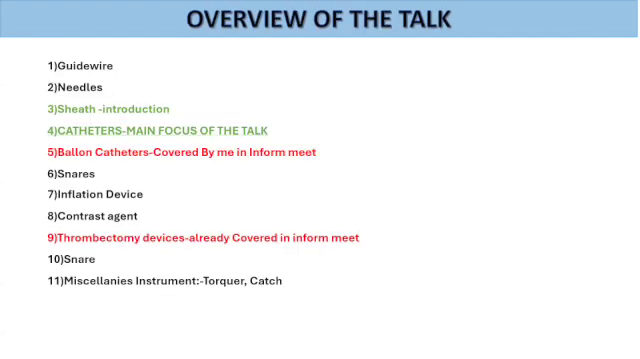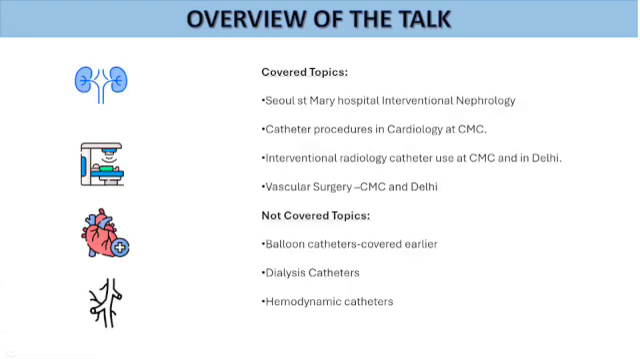Coming to the instruments, hardware includes guide wires, needles, sheaths, catheters, balloons, snares, inflation device, contrast agents, thrombectomy devices, and other instruments. However, balloon catheters and thrombectomy devices are already covered in Inform lectures, and we will be talking mainly about the sheaths and the catheters. The catheters which I will cover are those which I have seen during my training at Seoul and CMC, in the cardiology department, with the intervention department, and with vascular surgery. The topics which will not be covered are balloon catheters, dialysis catheters, and hemodynamic catheters.